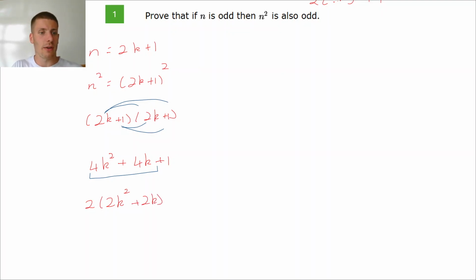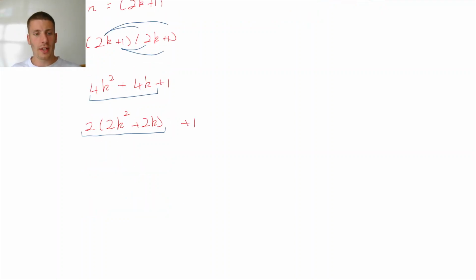So I've just factorized out the blue part. These two things mean the same thing. But importantly, I've got plus 1 on the end. Now, this 2k squared plus 2k is just some integer. It looks a little bit untidy. I'm going to tidy it up in a second, but let's just say that k was equal to 1, for example. It would be 2 by 1 squared, so 2, plus 2 by 1, which is 2, so 4. So this part here is just some integer.